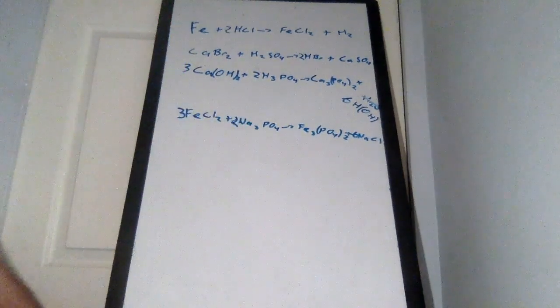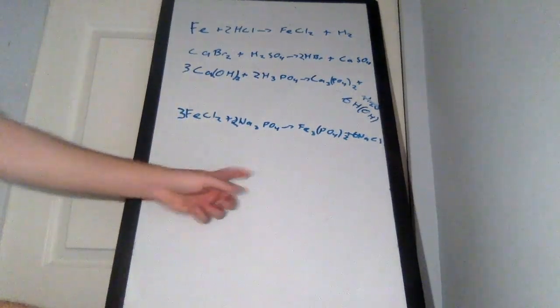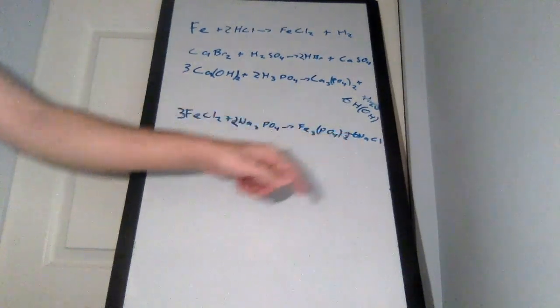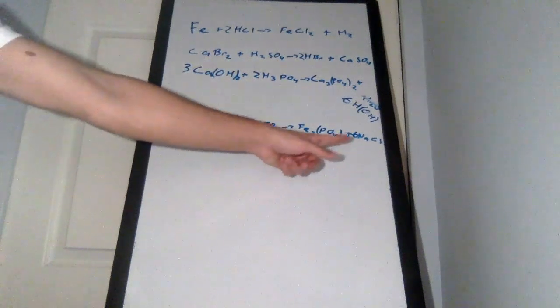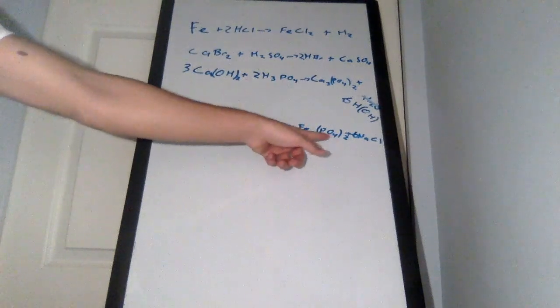and there you go. So now we've got 3 iron, 6 chlorine, 6 chlorine, 6 sodium, 6 sodium, 2 PO4, 2 PO4.